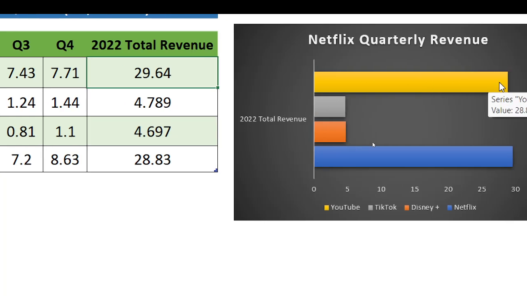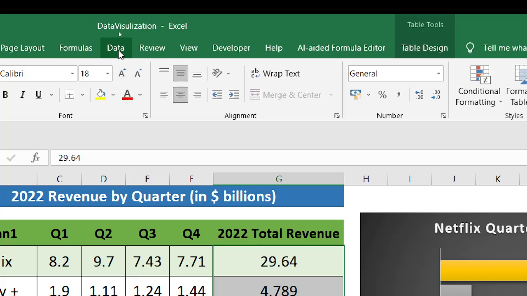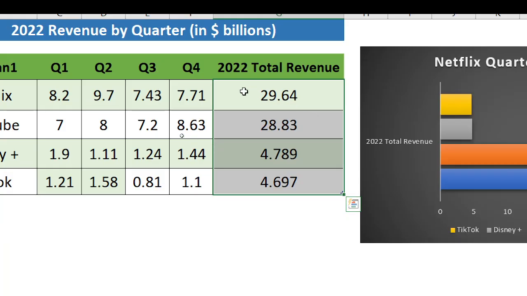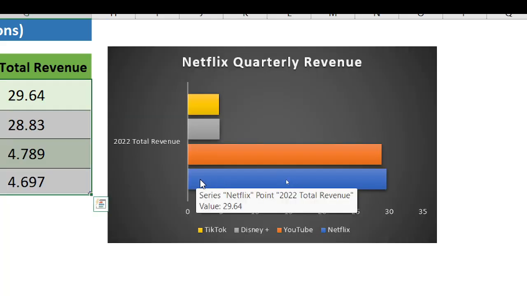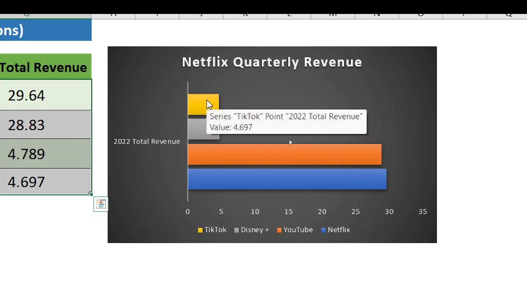Here the values that we have in the chart is for total revenue only. Let me select the total revenue range here from the table. Go to data. Sort from largest to smallest. Now here the largest comes first and the smallest goes in the last. And even in our chart, the highest comes first and the lowest goes after that.